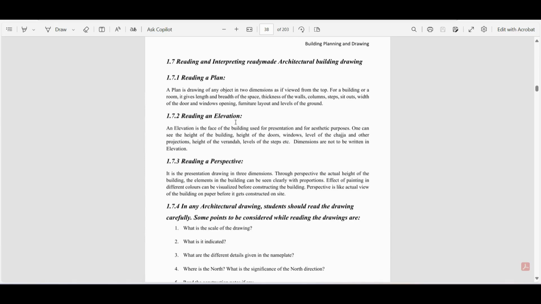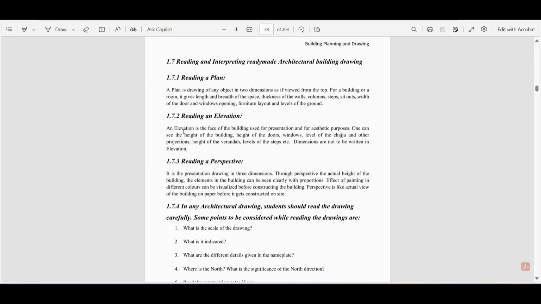Next, reading an elevation. What does elevation mean? It may be a north elevation, east elevation, south elevation, or west elevation. Or you can call it front, left, rear, back, whatever the side of the elevation. Normally we give the elevation on the side where we have a road. Sometimes it may differ depending on the plot facing.